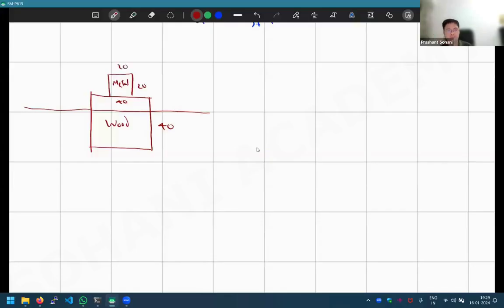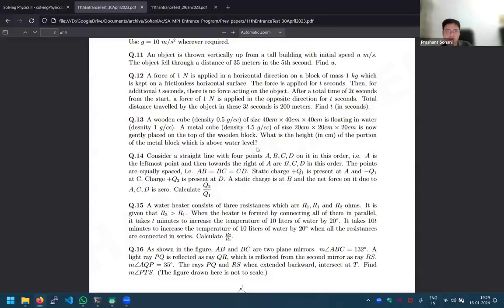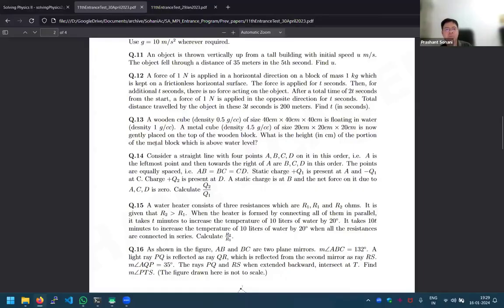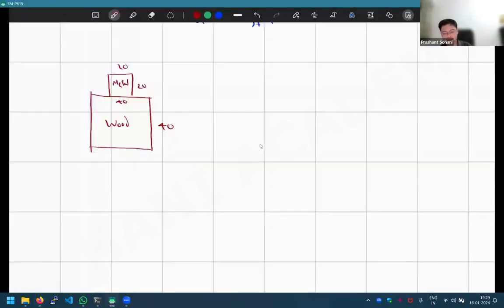Okay. So what will happen is that the whole combination will, right, after the metal cube is placed, the whole thing will start to sink, right? In fact, I could not show the water level at first because I don't know where the water level is. The question is asking: what is the height of the portion of the metal block which is above the water level? What we expect to happen is that the whole wooden block will go underwater and some part of the metal block will also go underwater. So finally the level of the water will come somewhere like this.